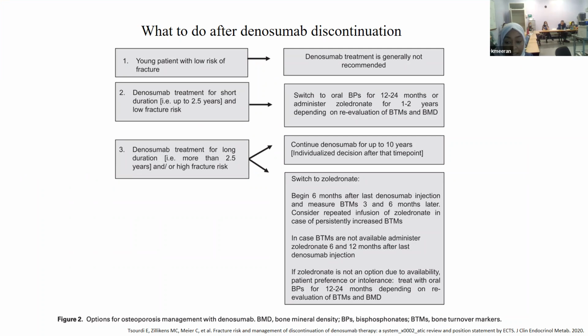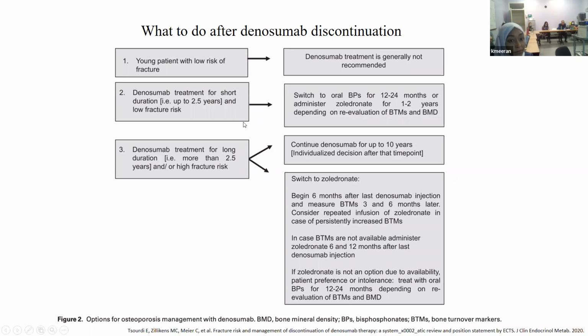clinical use. It's a statement by the European Calcified Tissue Society. I took two clinical questions that we have to ask on denosumab. The first one is what to do after denosumab discontinuation. The statement started at the beginning. It says that young patients with low risk of fractures, basically, do not start denosumab as the treatment for osteoporosis.